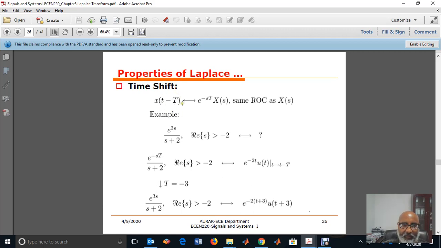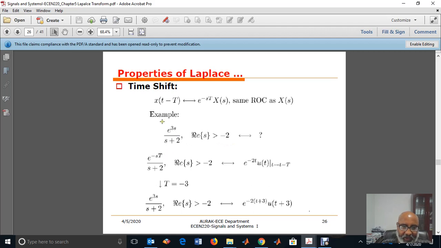x(t minus capital T), the Laplace transform is e to the power of minus sT times X(s). And the region of convergence is the same as the region of convergence of X(s). Okay. For example, let's take this example and let's find x(t). So I have X(s) equal to e to the power of 3s over s plus 2, real of s greater than minus 2. Then what is x(t)?